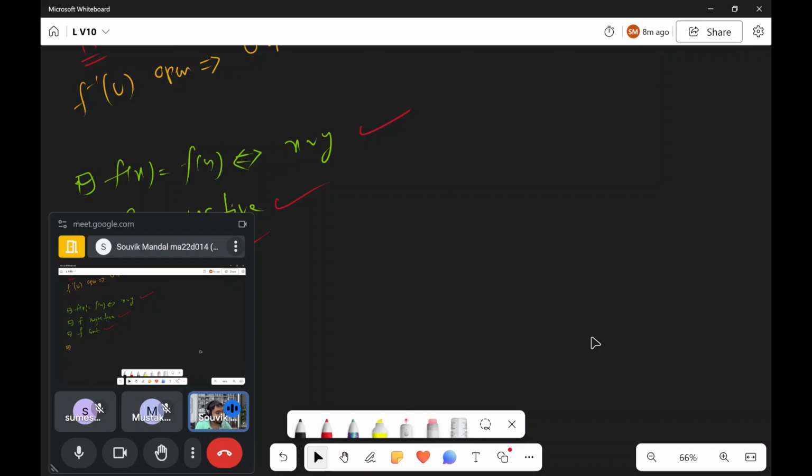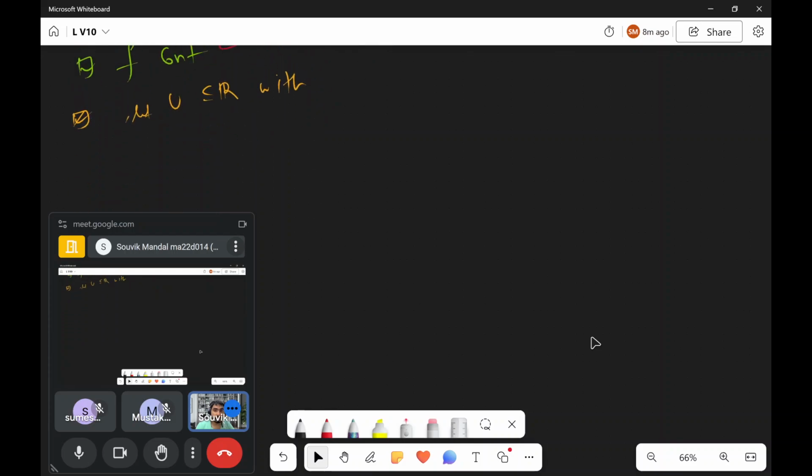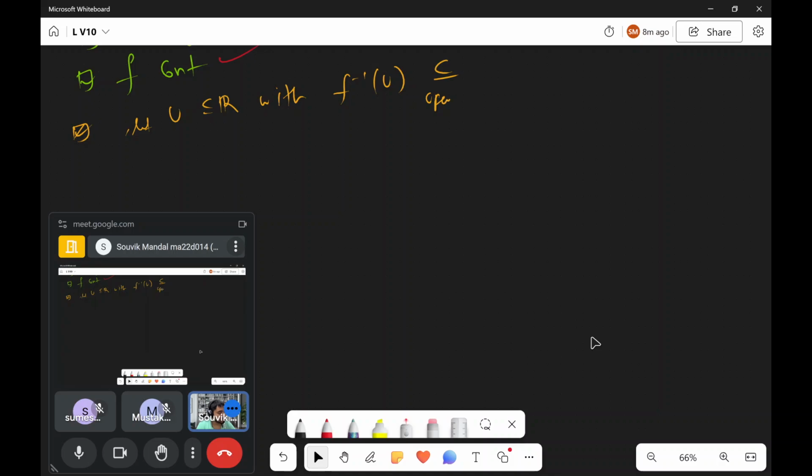The fourth point you need to check is this: let U be a subset of R. If f inverse of U is open in X, now we need to show U is open in R. This is precisely the converse of continuity, right? This is the last thing we need to check to solve this question. Do you understand my point? Are you getting it properly?